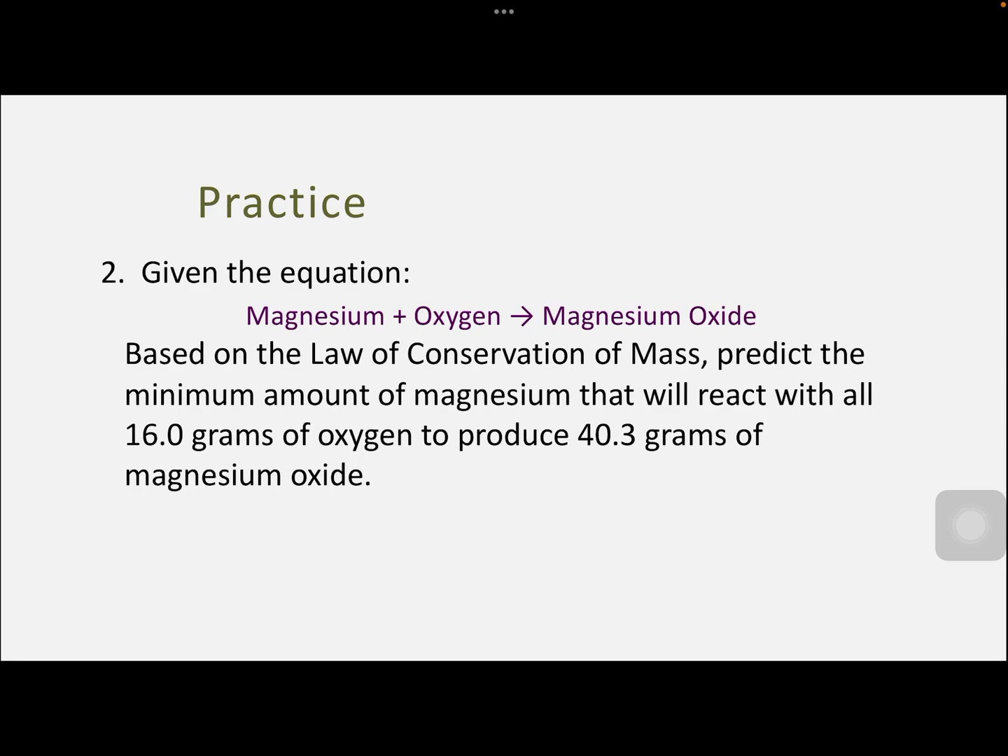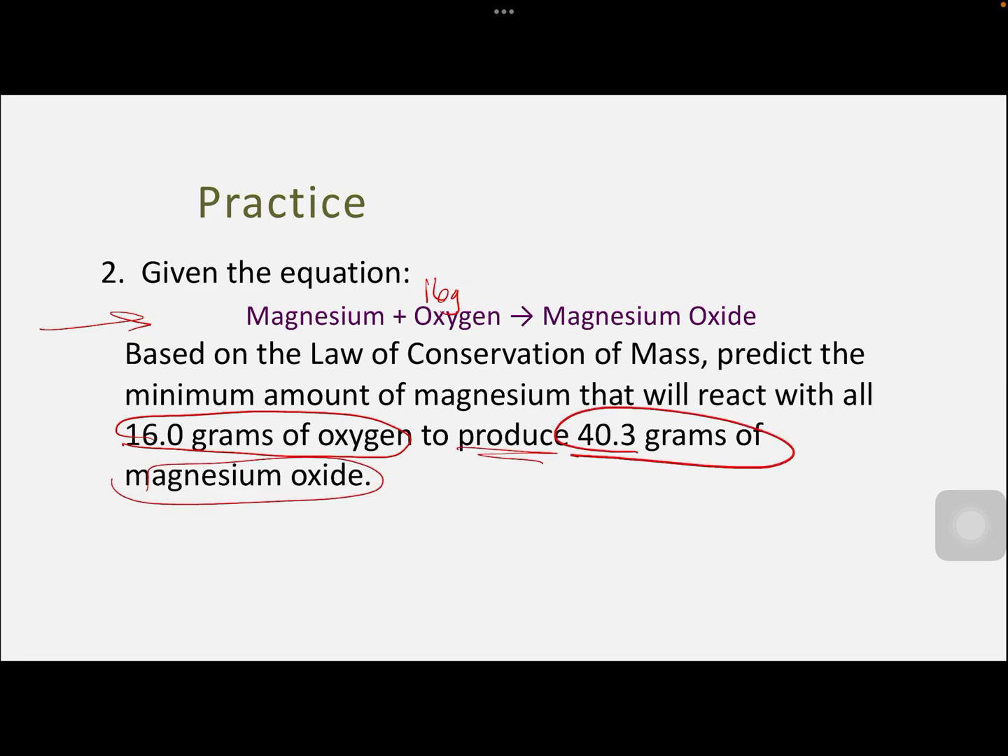And lastly, here's an equation with that same magnesium and oxygen, but using numbers here. Based on the law of conservation of mass, predict the minimum amount of magnesium that will react with all 16 grams of oxygen to produce 40.3 grams of magnesium oxide. So I'm just going to put the numbers up above the substances in the equation. So it's telling me 16 grams of oxygen, and it's telling me I've produced 40.3 grams of magnesium oxide, and it's asking, well, how much magnesium would it take to get me there?